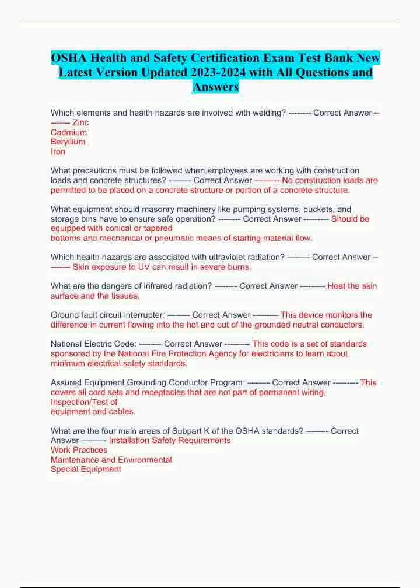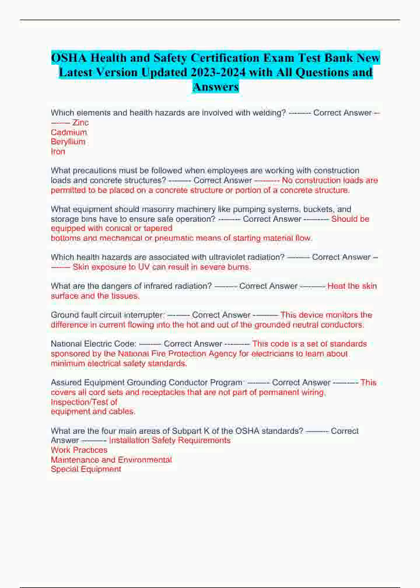Which elements and health hazards are involved with welding? Correct answer: zinc, cadmium, beryllium, iron. What precautions must be followed when employees are working with construction loads and concrete structures? Correct answer: no construction loads are permitted to be placed on a concrete structure or portion of a concrete structure. What equipment should masonry machinery like pumping systems, buckets, and storage bins have to ensure safe operation? Correct answer: should be equipped with conical or tapered bottoms and mechanical or pneumatic means of starting material flow.